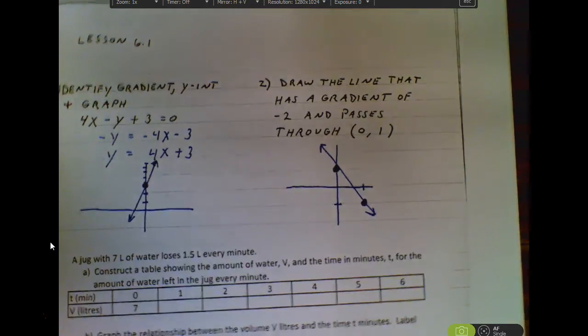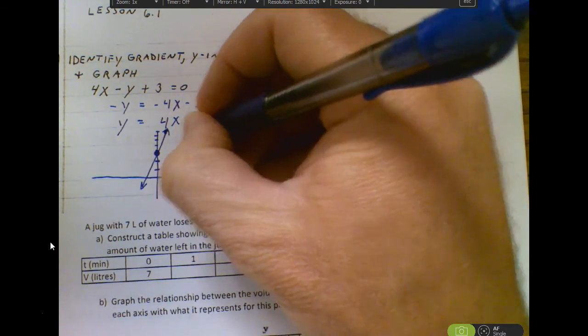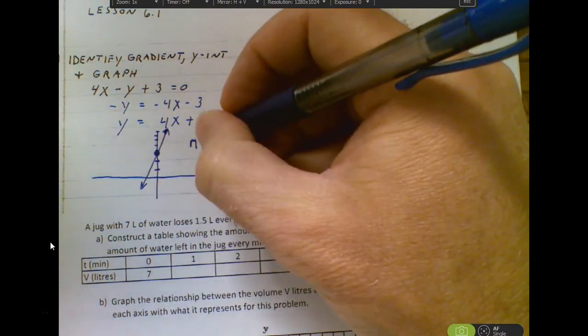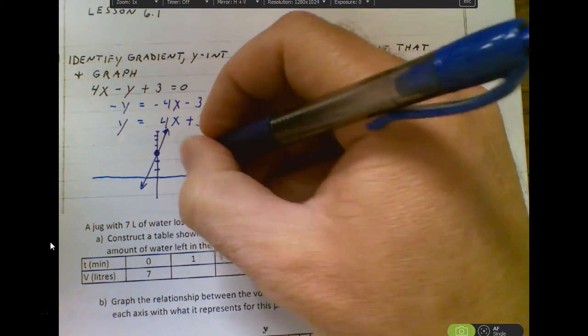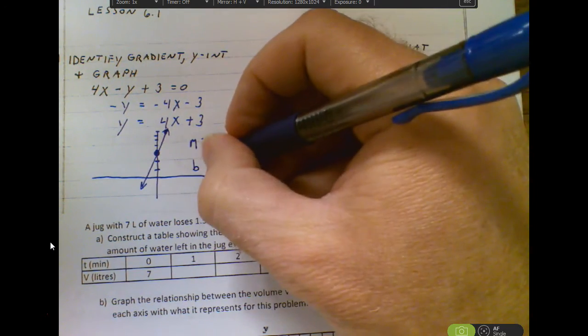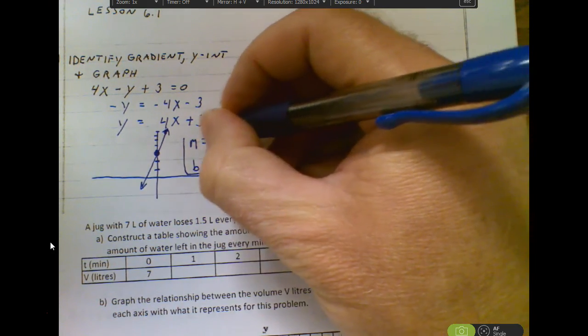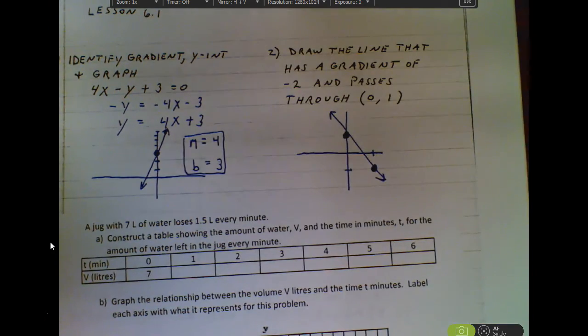Nice and simple. On the first one, I guess we could write m = 4. That was our slope. And our y-intercept, which we can usually call b, was our positive 3. So if it does say to identify those like it will in the assignment, then we want to make sure that we're doing that as well.